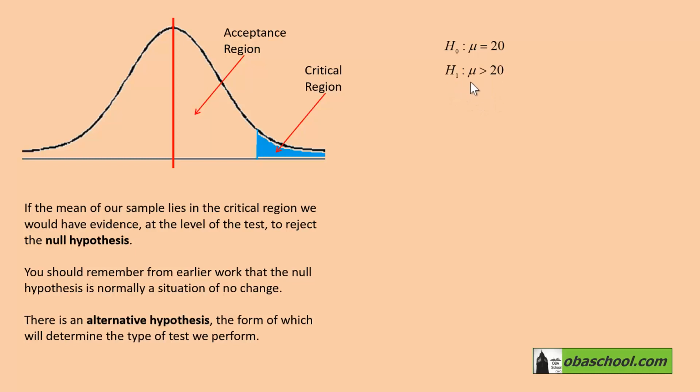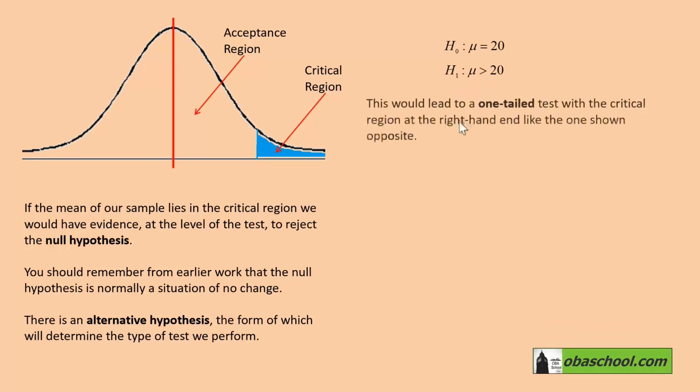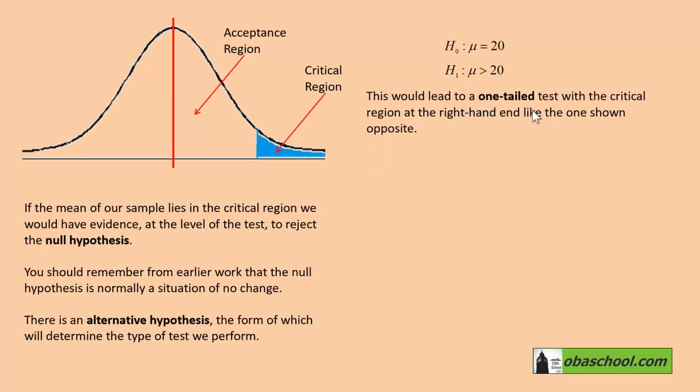The alternative here might be that the mean has increased. This would lead to a one-tailed test with the critical region at the right-hand end, like the one shown here. So if we get a result in the critical region, that would make us think that the mean has actually increased.